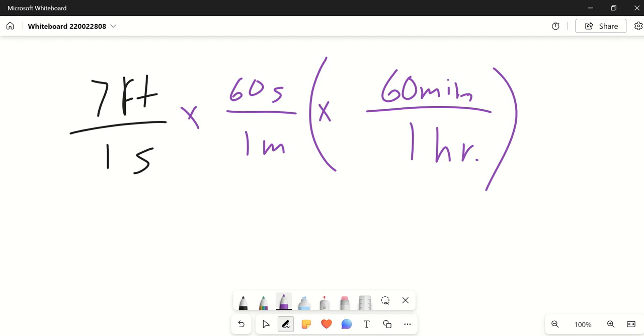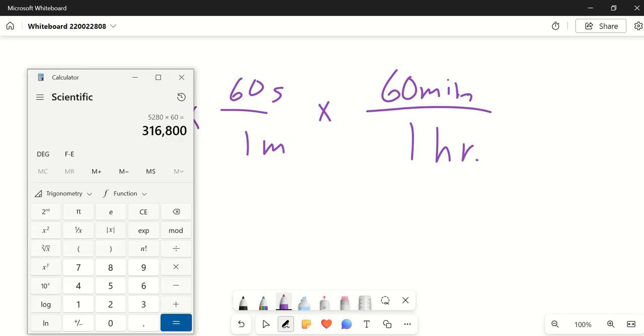So that's the same thing as just saying 7 times 60 times 60, and then 1 times 1 times 1 along the bottom. So again, he walks 7 feet per second. I would need to find out how many feet he walks per minute first, in order to find out how much he walks in an hour, if this makes any sense whatsoever.